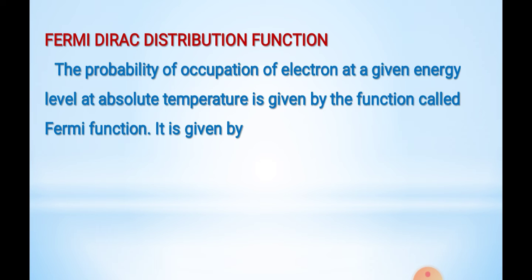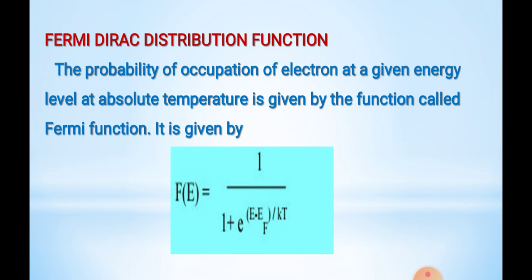So what is the definition of the Fermi-Dirac distribution function? We have one equation, that is f of E is equal to 1 by 1 plus e power (E minus Ef) by kT. This f of E is called the Fermi-Dirac distribution function, or shortly, the Fermi function. Here E is the energy, Ef is the Fermi energy, k is the Boltzmann constant and T is the temperature. This equation gives the probability for the occupation of an electron in a particular energy level.